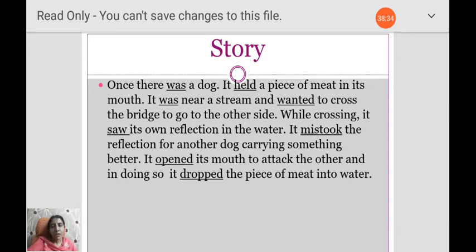It opened its mouth. Opened is the word here. To attack the other. Why did it want to attack? To seize that piece of meat. And in doing so, it dropped the piece of meat into the water. See, I have underlined the past forms of the verbs: was, held (hold, held), then it was near, wanted, saw, then mistook, then opened, it dropped.